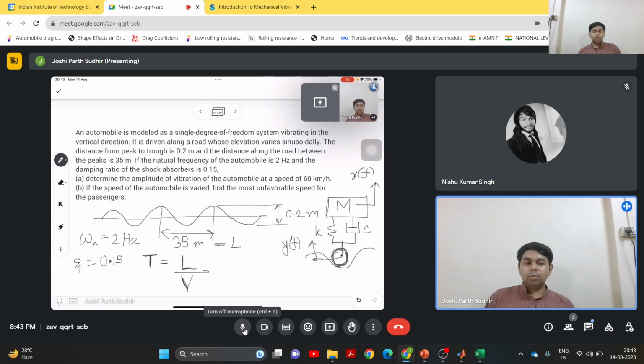So this will be basically the time period of the excitation force, and ω will be 2π upon T. So therefore ω is 2πV by L. So this is the frequency of excitation, and we have been given the natural frequency.